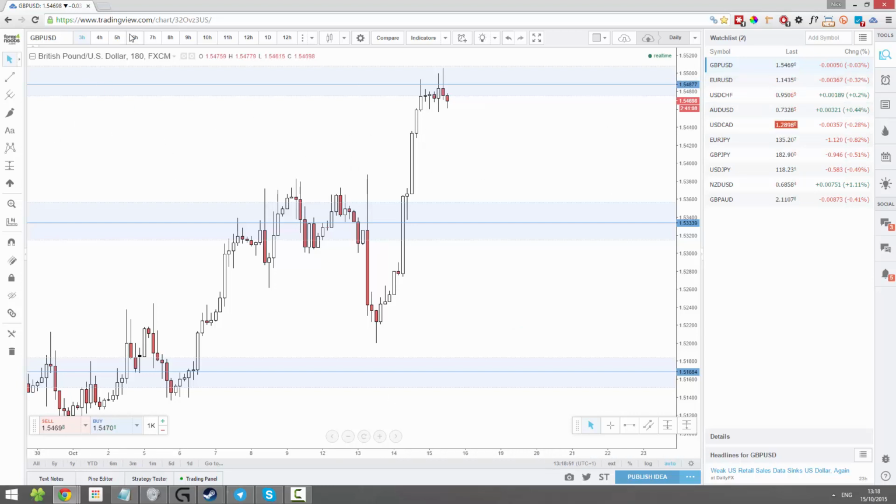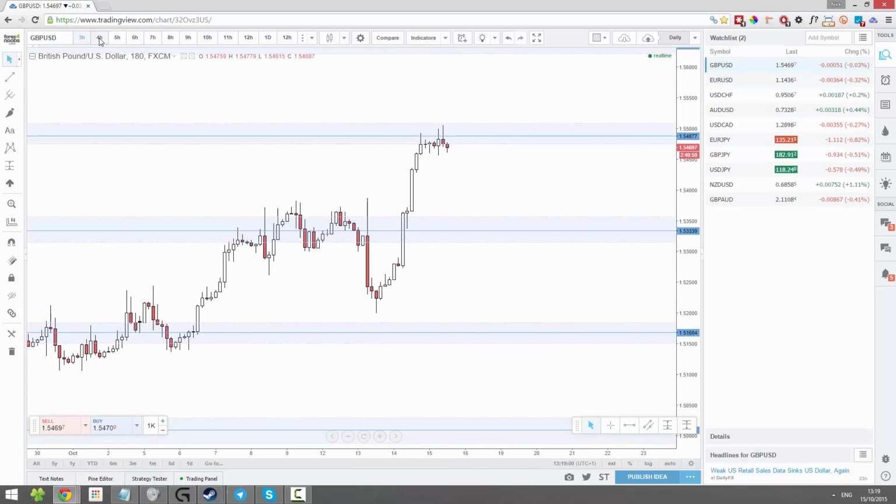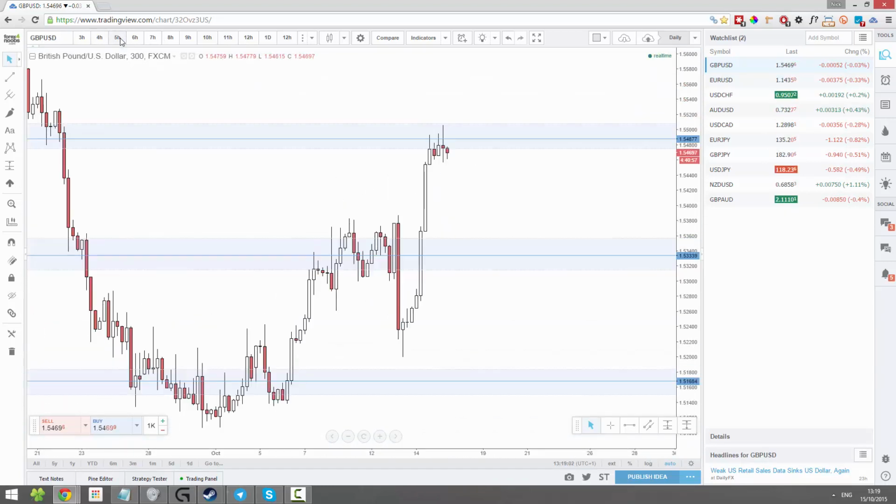I already know there's one forming on GBP USD, and I'm hoping I can finish off this analysis before this trade triggers. Now this on the 3 hour doesn't look that good. 4, 5, and all these odd time frames. I have the 5 hour, 7 hour, 9 hour, 10, 11. I don't trade these time frames.